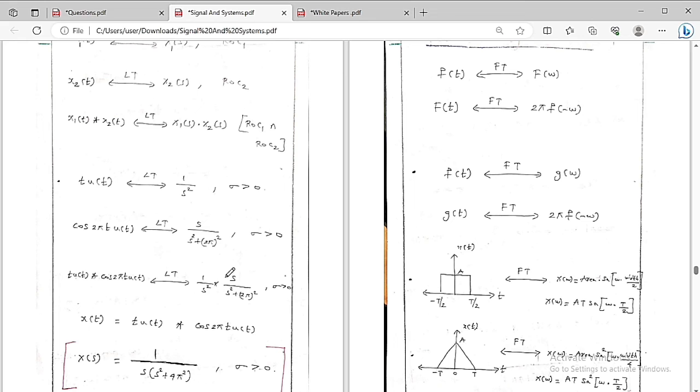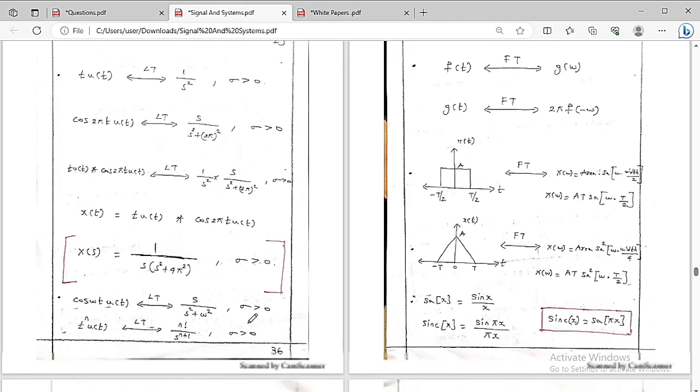Here s cancels. We finally get X of s, which is 1 by s into s square plus 4 pi square, with an ROC sigma greater than 0. So what is x of t? X of t is t into u of t convolution of cos 2 pi t into u of t.